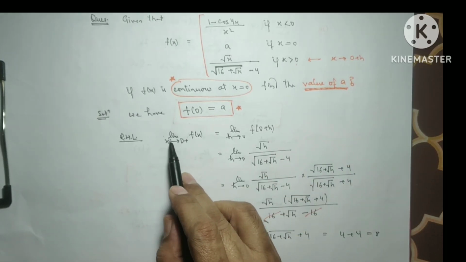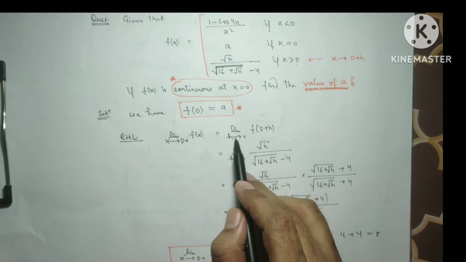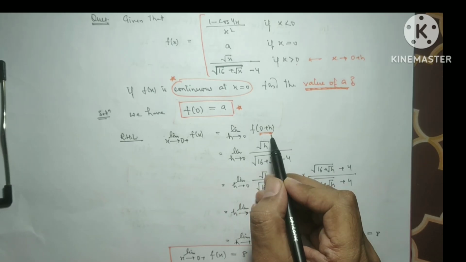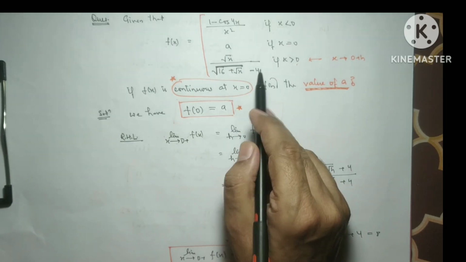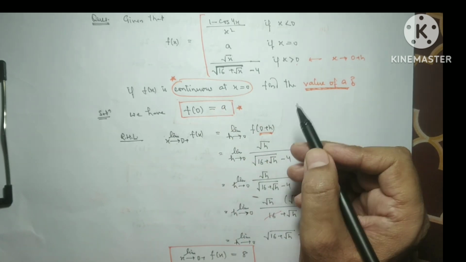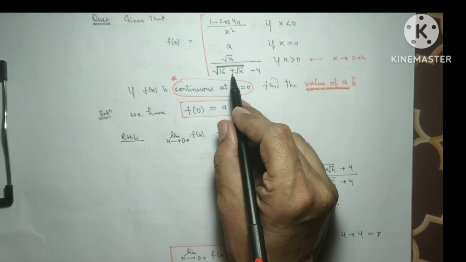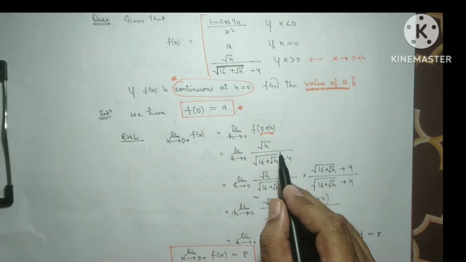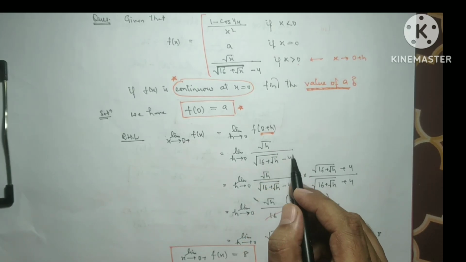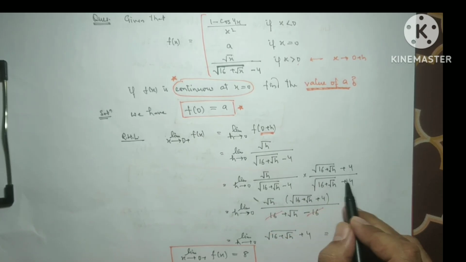So it is the right hand limit, limit x tends to 0 plus f(x). It means limit h tends to 0, f(0 plus h), a value greater than 0, and we use this expression. When we place 0 plus h, 0 plus h is h, so it is root h over root of (16 plus root h) minus 4, and an irrational expression will be solved by multiplying and dividing by its conjugate.